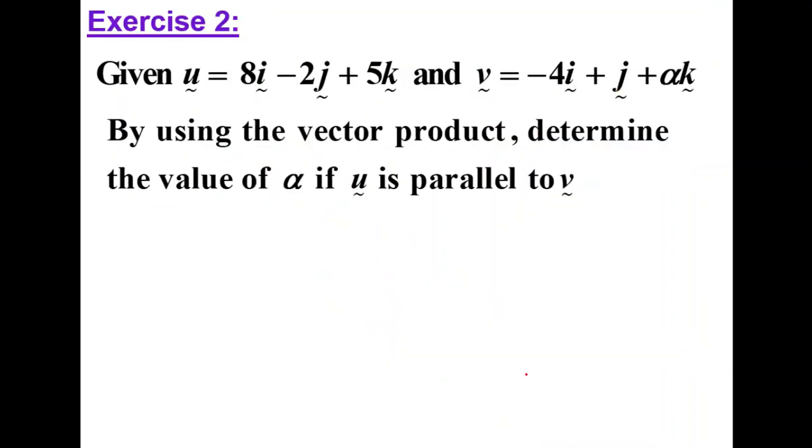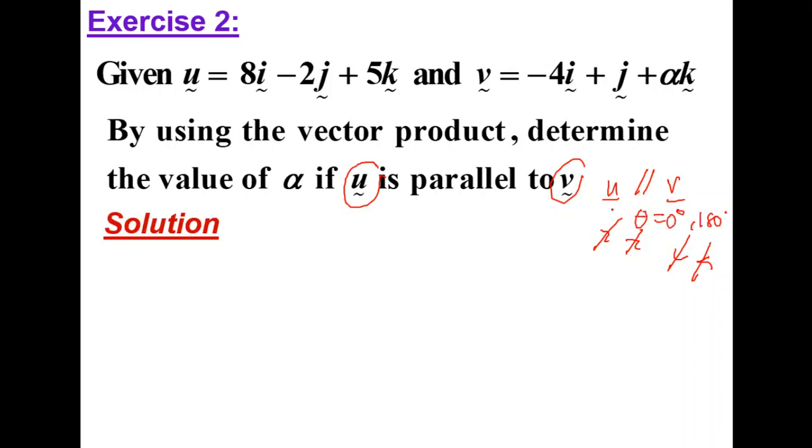Exercise 2. Given vector U is 8I minus 2J plus 5K, vector V equals negative 4I plus J plus alpha K. By using the vector product, determine the value of alpha if vector U is parallel to vector V. Parallel means same direction or opposite direction, theta equals 0 or 180 degrees.